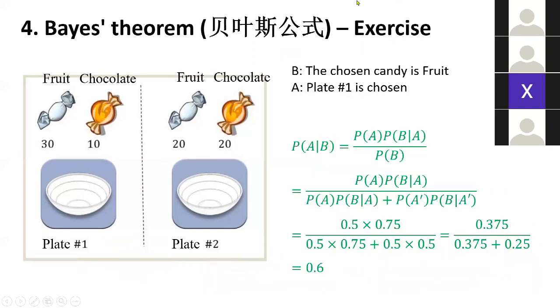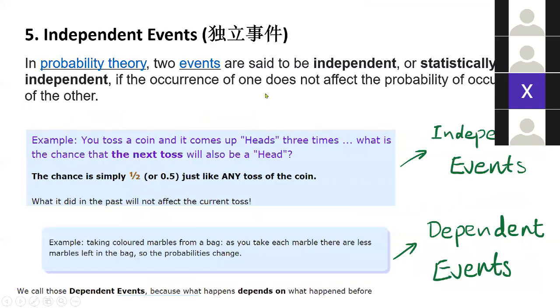And this is the last concept we're gonna learn in today's lesson, which is called independent events. Okay, first of all, I'll read the definition for you. In probability theory, two events are said to be independent or statistically independent if the occurrence of one does not affect the probability of occurrence of the other. Okay, there are two examples. First of all, if you toss a coin and it comes up heads 3 times, what is the chance that the next toss will also be a head?